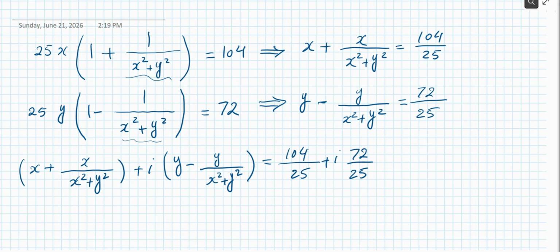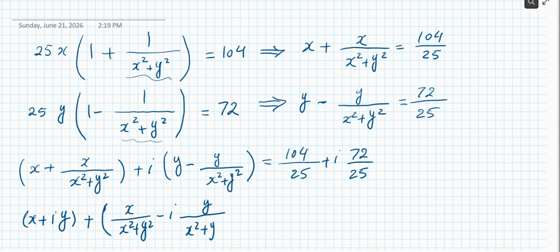We rewrite this equation into a more appropriate form as x plus iy, and then x over x squared plus y squared minus i times y over x squared plus y squared, equal to 104 over 25 and 72i over 25.